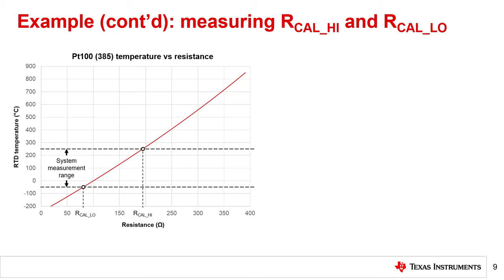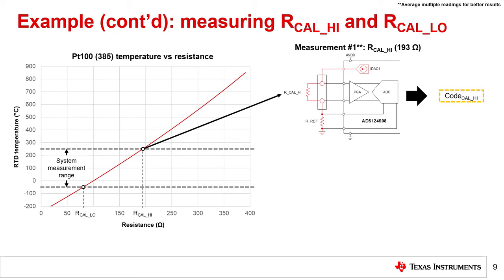Step 3 requires us to connect each resistor to the RTD measurement system as though it were a real RTD, bias it with the ADC IDAC, and take a measurement. The measurement system for RCal high is shown in the top right. The ADC code for this measurement is given as code cal high, which is highlighted in orange. Note that averaging multiple conversions can help reduce any noise in the measurement.